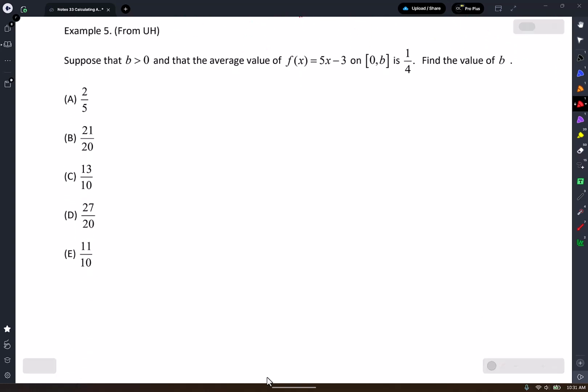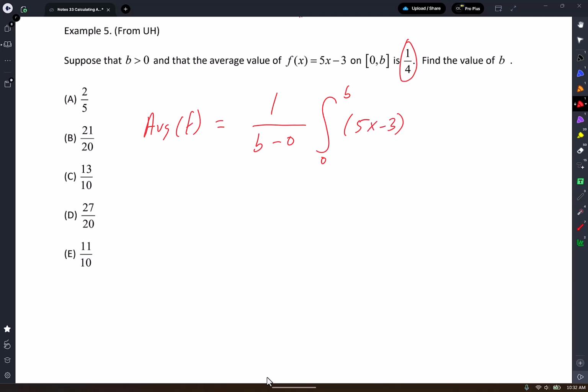Suppose that b is greater than 0, and the average value of 5x minus 3 on 0 to b is 1/4. So they're already telling me what the average value is, guys. Find the value of b. So here it is. I'm going to write average of f. I'll start with the setup because this is more algebra than anything. It equals 1 over b minus 0, integral 0 to b of 5x minus 3 dx, and all this equals 1/4. Can you do the setup right here?